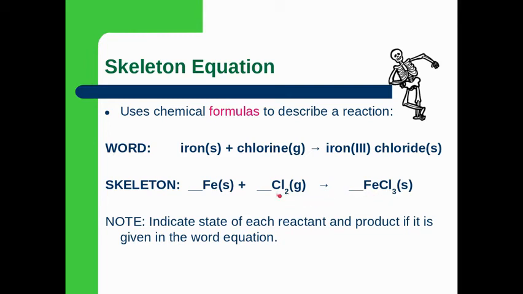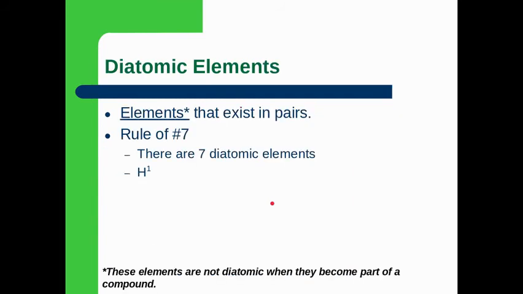Again, we don't worry about chlorine being diatomic in the compound because in the compound, it's forming that crystal based on charge. Here, we just have a neutral element, and it's formed a covalent bond so that it's more stable.